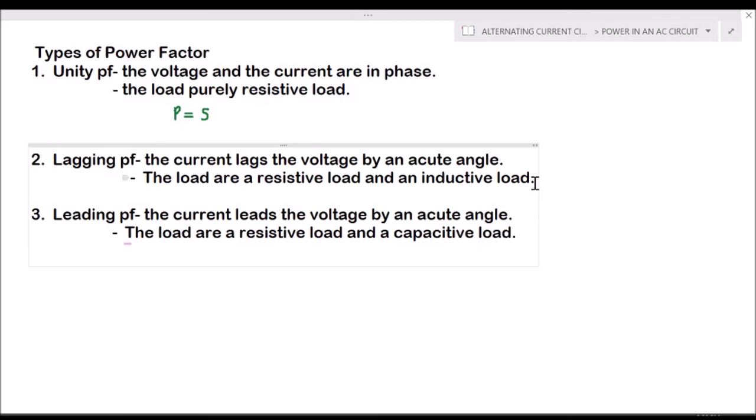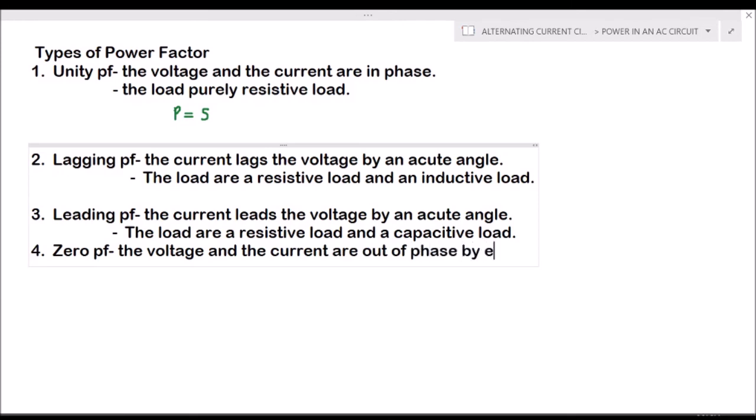Now we'll have the last type of power factor. This is zero power factor. Okay, so in zero power factor, the voltage and the current are out of phase by exactly 90 degrees. As I said a while ago, if your load is purely inductive, you will have a lagging power factor which is 90 electrical degrees lagging. If your load is purely capacitive, you will have a leading power factor equal to 90 degrees. Those two fall under the type of power factor called the zero power factor.